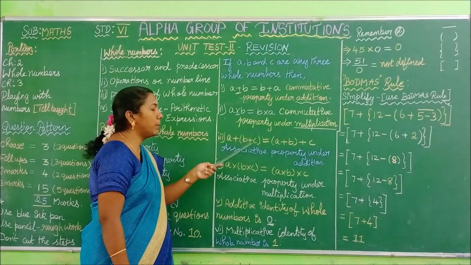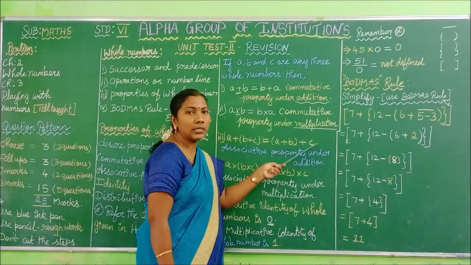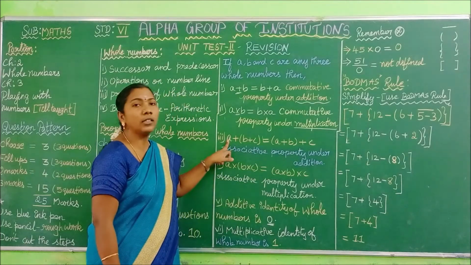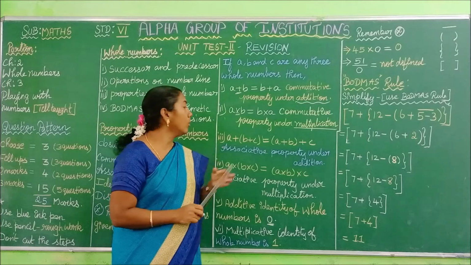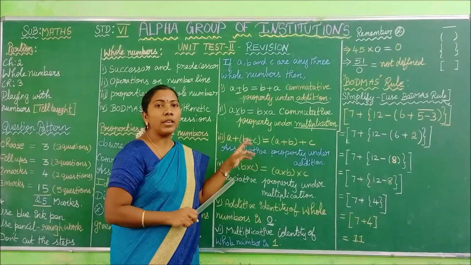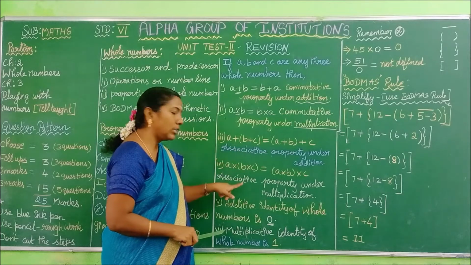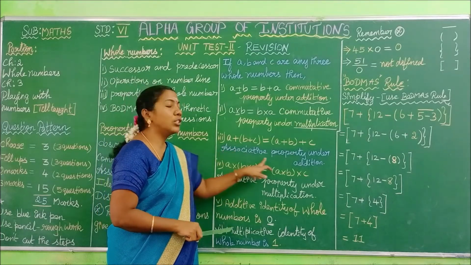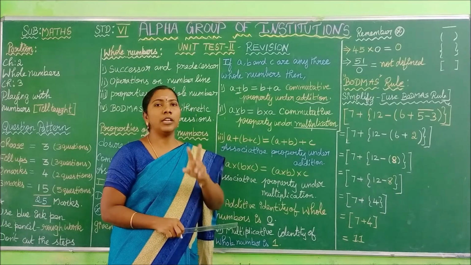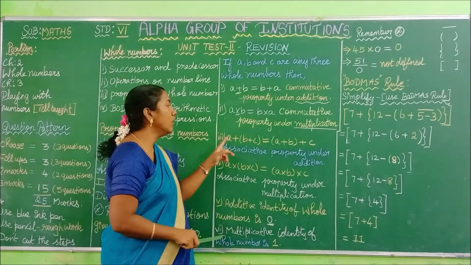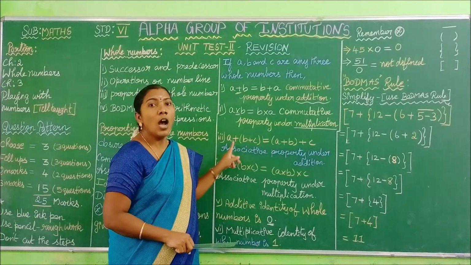See the next one. A plus B plus C is equal to A plus B plus C. See here, in this property we have taken three elements. Three elements means I have always told associative property or distributive property. The difference between associative and distributive property is, in associative property it has only one operation. For distributive property it has two operations. See here, it has three elements but a single operation. So it is associative property.